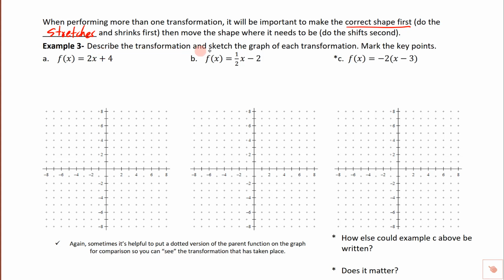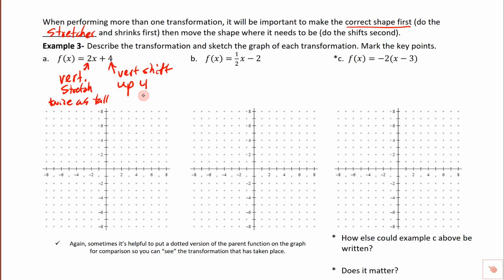It says, describe the transformation and sketch the graph of each transformation. Mark the key points. So on this one, let's take a look here. So we've got that regular old linear function, and then we multiply it by 2. So what this does is this is a vertical stretch, twice as tall. And then this right here, again, that's after the function makes the shape, so that is a vertical shift. And a lot of times we're just going to say what it does. It's going to move it up 4.